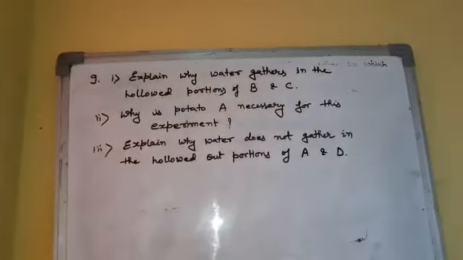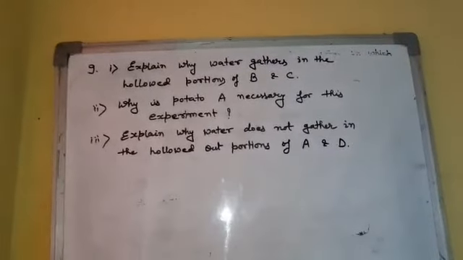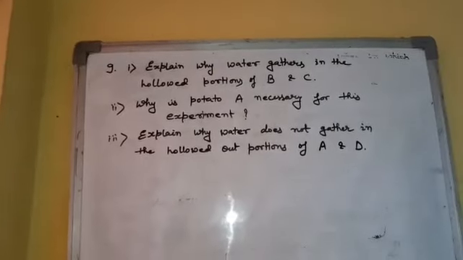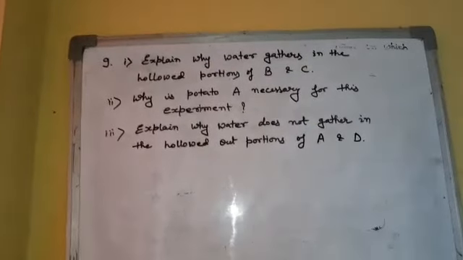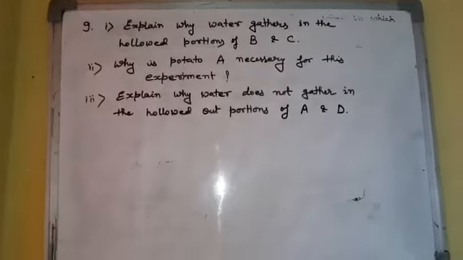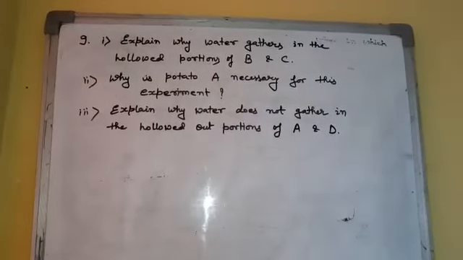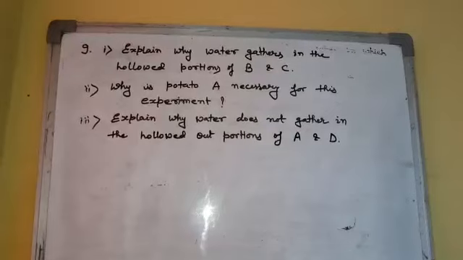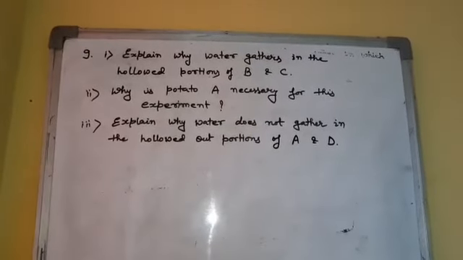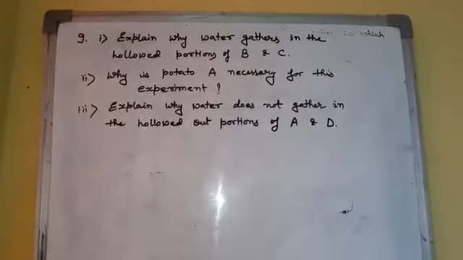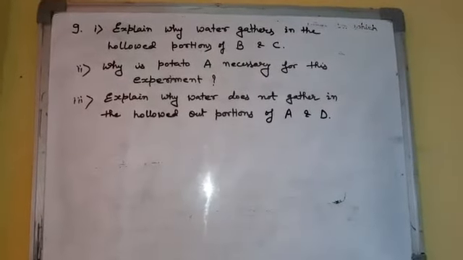In the third question, again, why does water not gather in the hollowed out portion of A and D? In A, now you know that since it is not having water, so there is no chance of concentration difference, and that's why water did not enter. The potato cup D is made up of boiled potato, and that's why the semi-permeability of its cell membrane is destroyed, and that's why water did not gather inside the potato cup D.